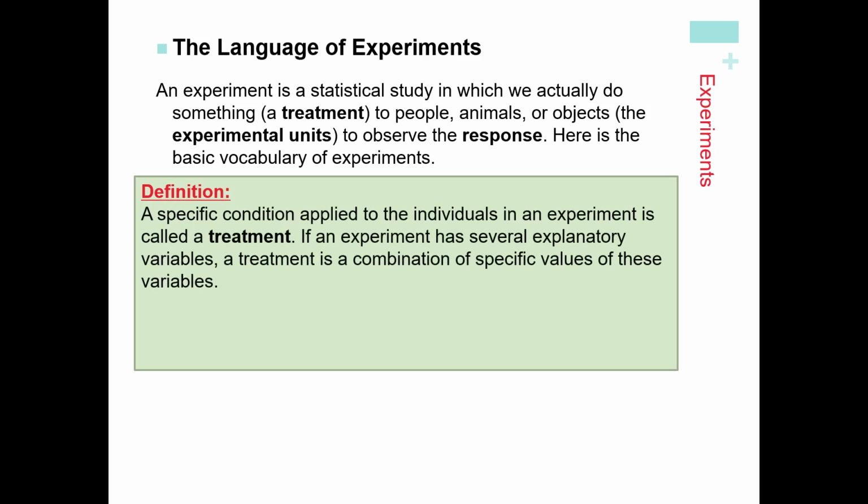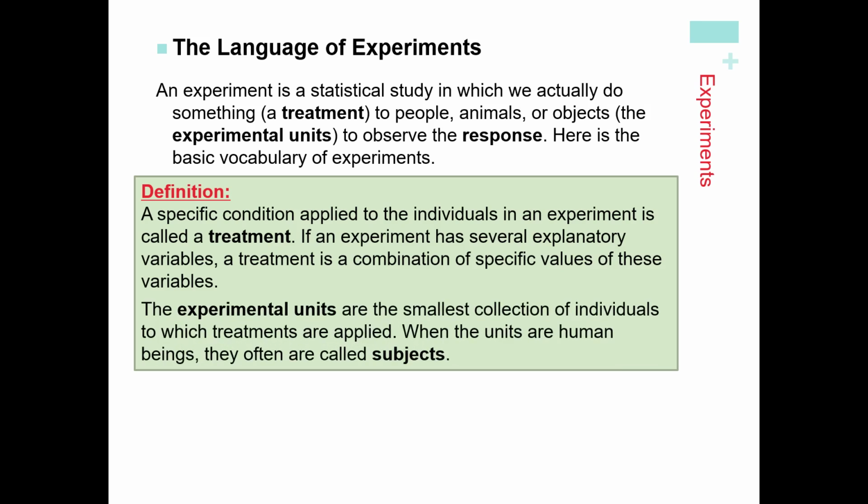Going over some basic vocab, the condition applied to the individuals in an experiment is called a treatment. If an experiment has several explanatory variables, a treatment is going to be a combination of specific values of these variables. So a treatment might be this much study time and this much sleep. And a different treatment might have 6 hours and 8 hours versus maybe 3 hours and 8 hours. That treatment could be a combination of values. The experimental units are the individuals where the treatments are being applied.